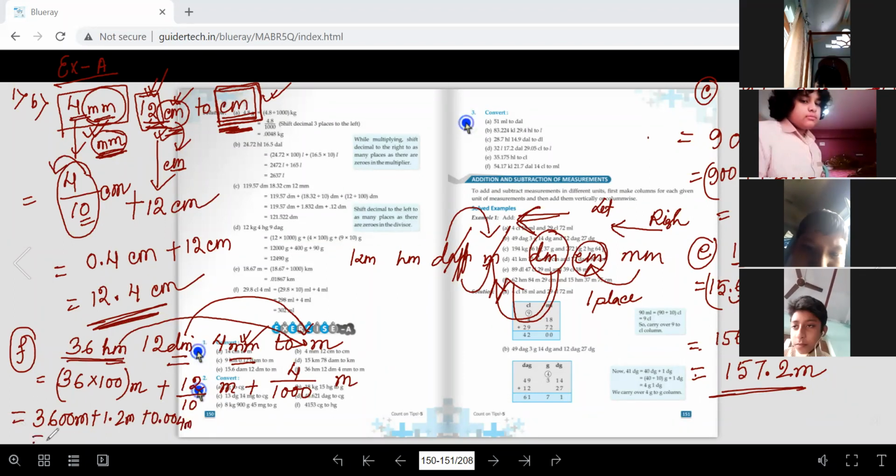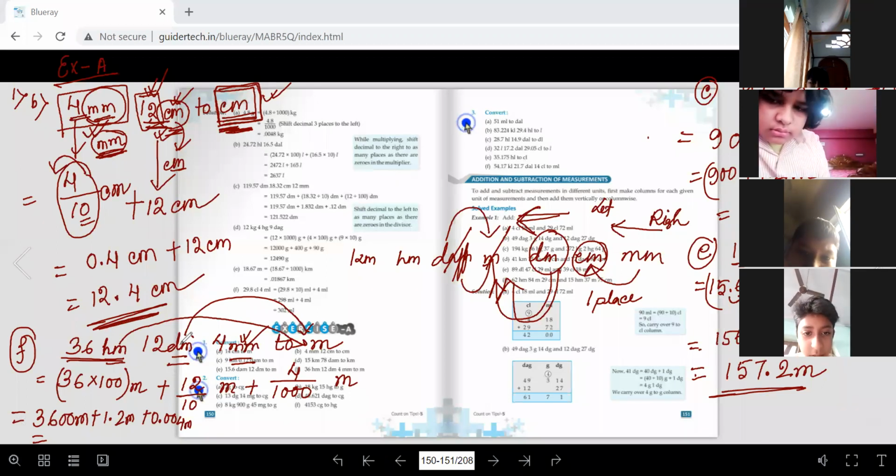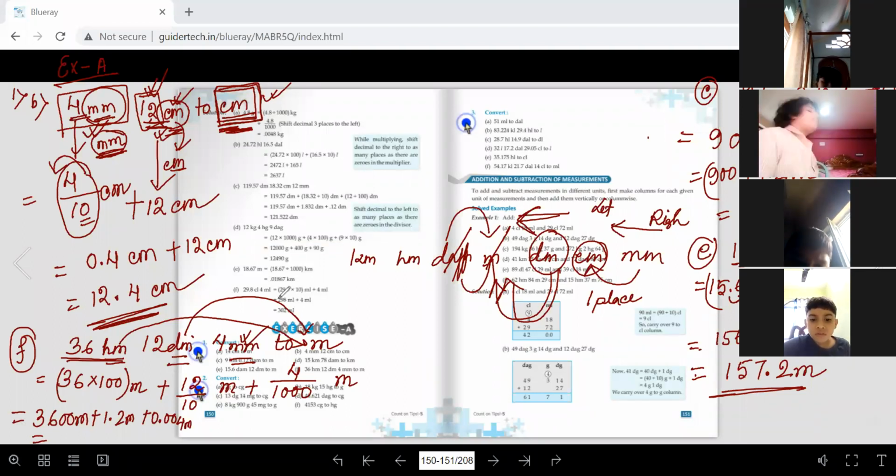Ma'am, can I go to the toilet? Ma'am, can I tell the answer? No. Mirza, can you say the answer? Just normal addition. Ma'am, can I go to the washroom? Just do it in your copy, do it roughly. Safin, if Mirza fails to answer this one, I'll come to you.